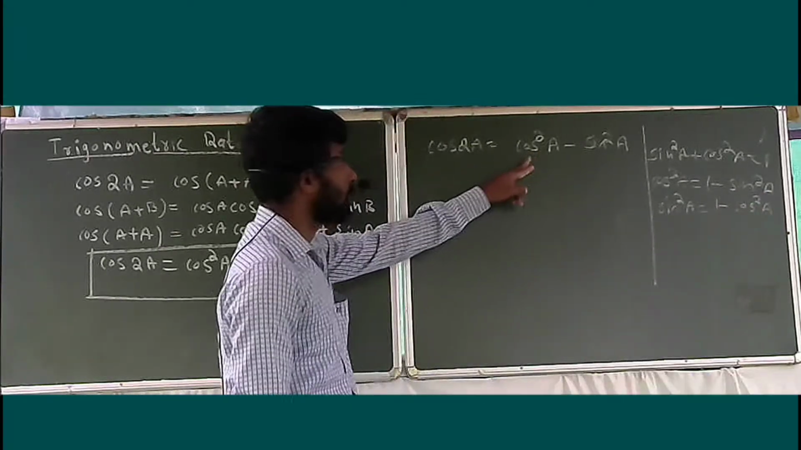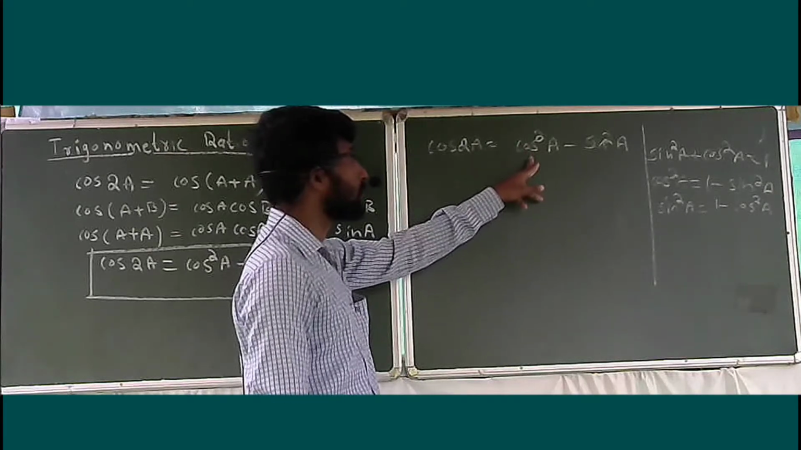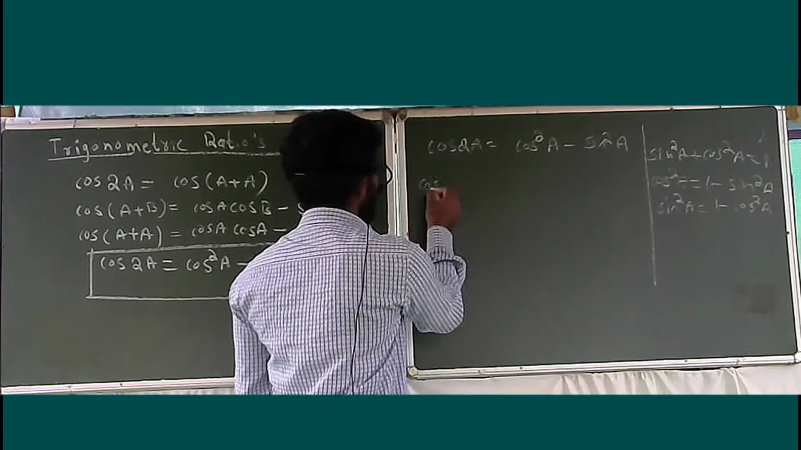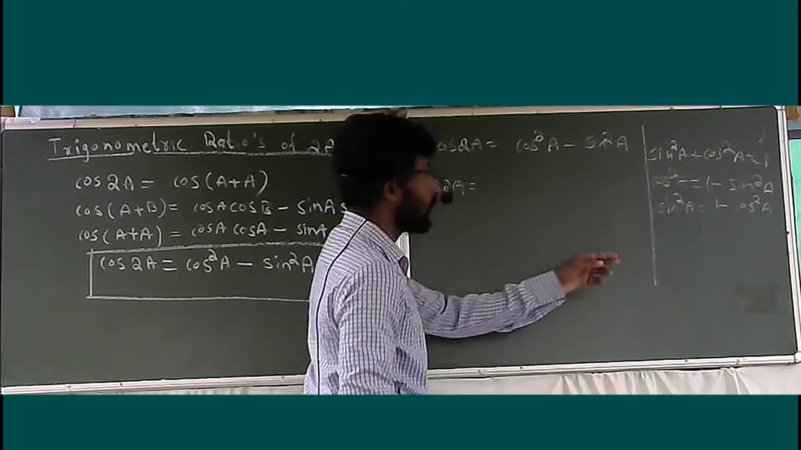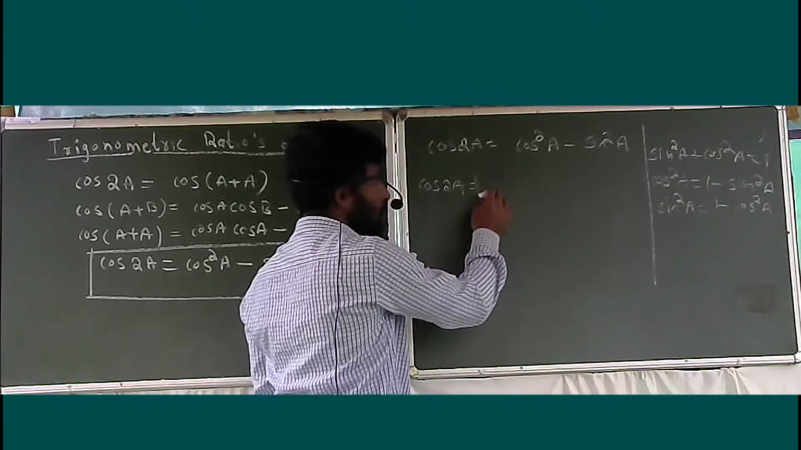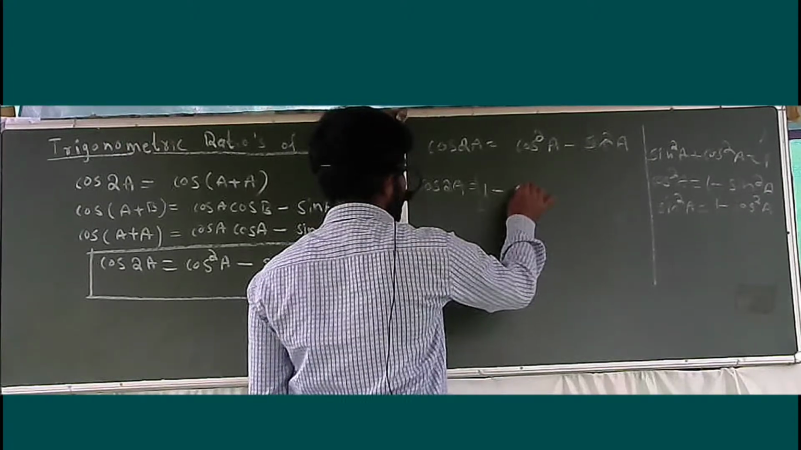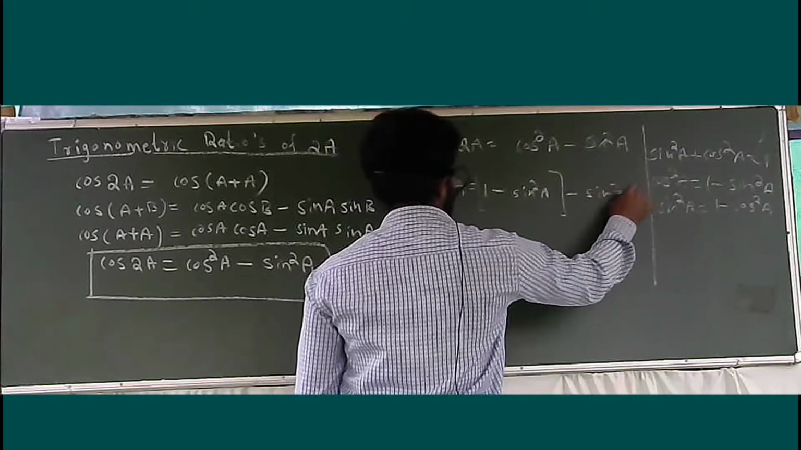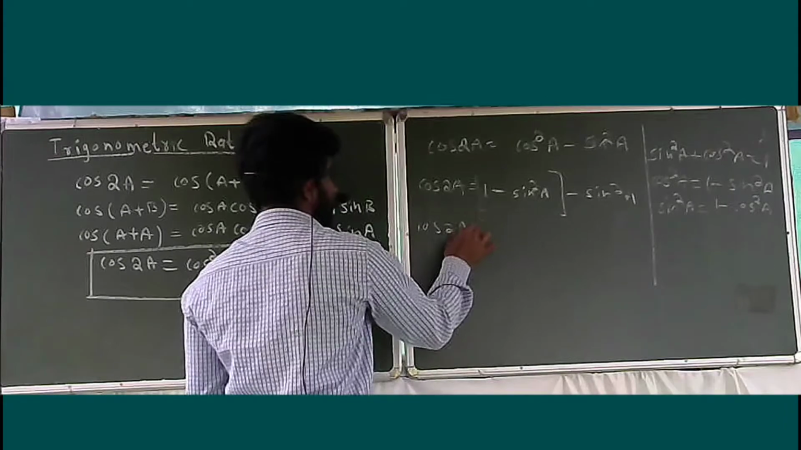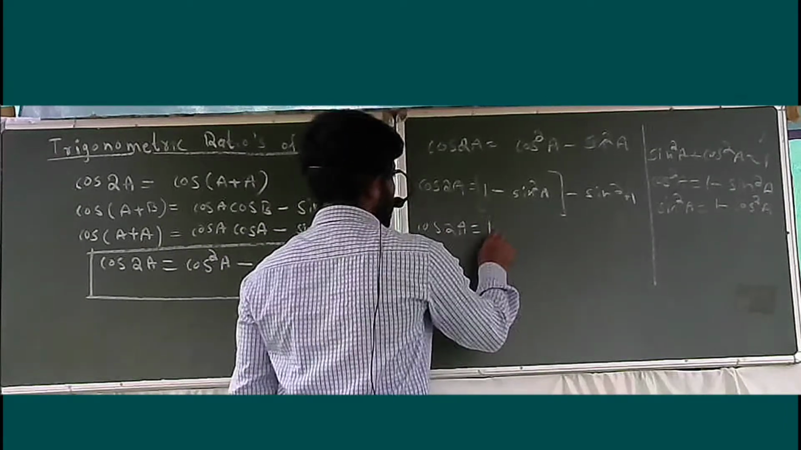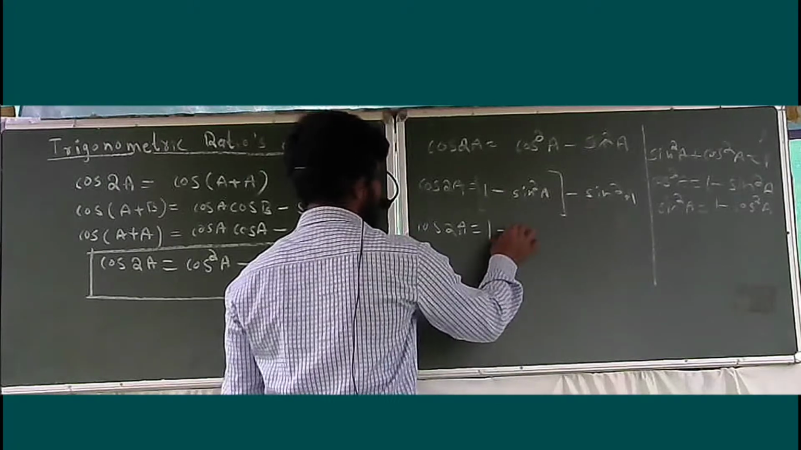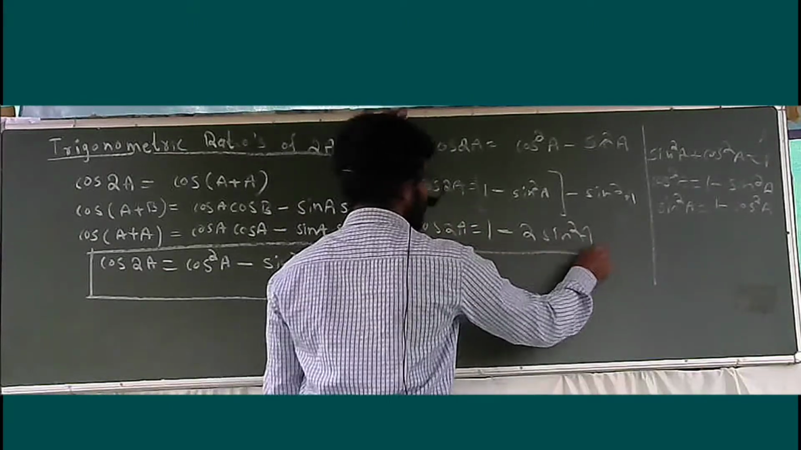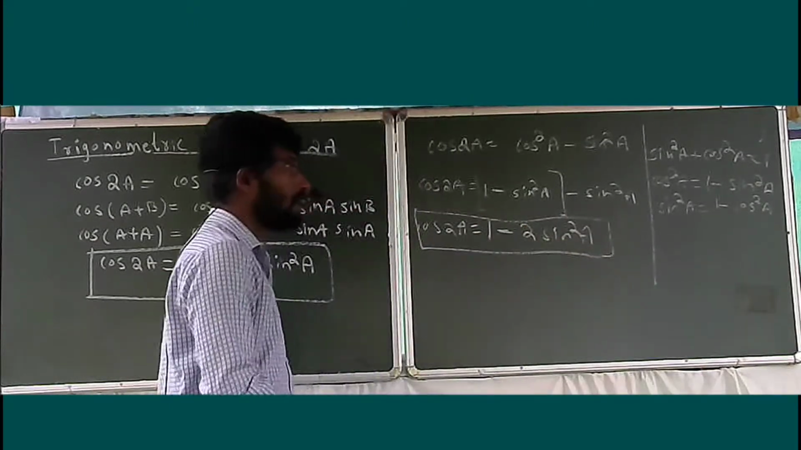In this formula, first I am substituting cos square A is equal to 1 minus sin square A. So cos 2A is equal to, in place of cos square A, I am substituting 1 minus sin square A, and outside minus sin square A. Simplify this one, cos 2A is equal to 1 minus sin square A minus sin square A, which is 1 minus 2 sin square A. Therefore cos 2A can be written as 1 minus 2 sin square A also.